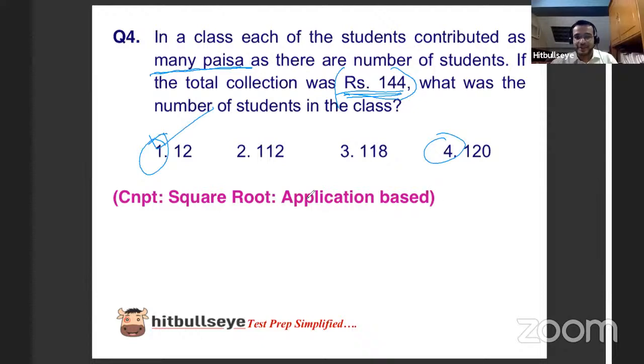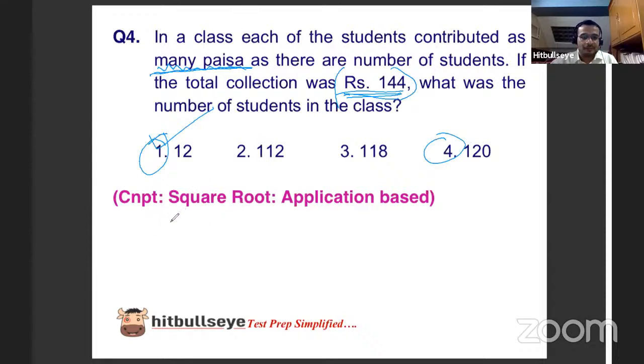I can see a number of students have done that. But what we forget, and this is a trap, and we actually went into the trap. But the problem is that "many paisa" is the keyword over here, to be followed. So first thing we have to do is convert this rupees into paisa.